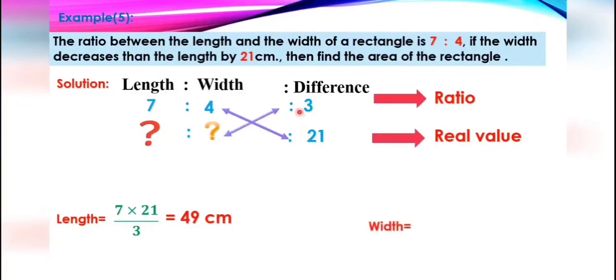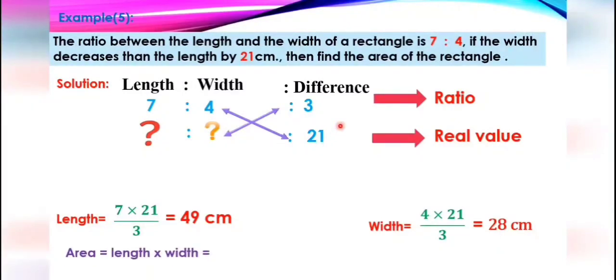Now the width equals 4 times 21 divided by 3. Width equals 4 times 21 divided by 3, equals 28 centimeter. When you find the difference between length and width, you will find 49 minus 28 equals 21. So you are right.